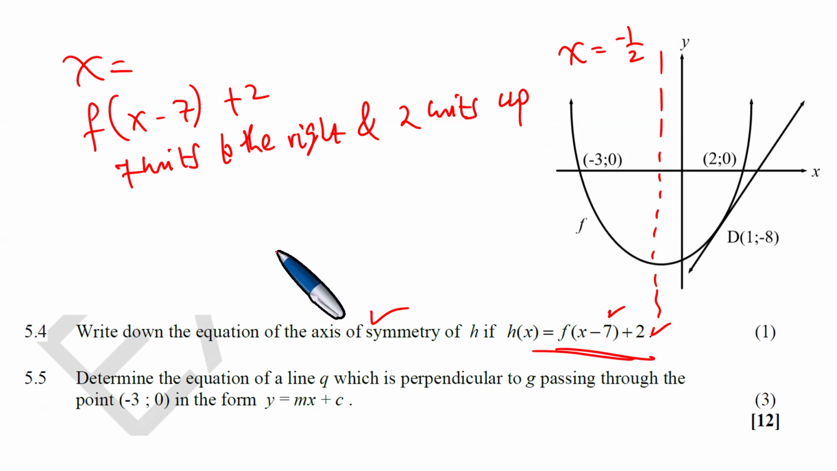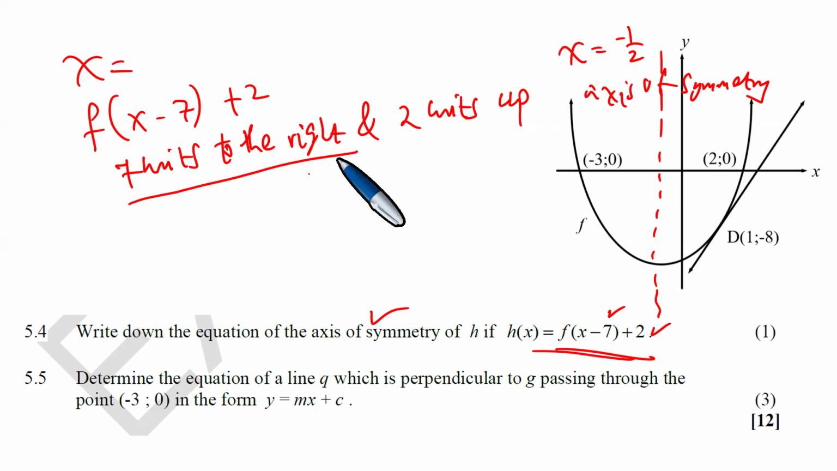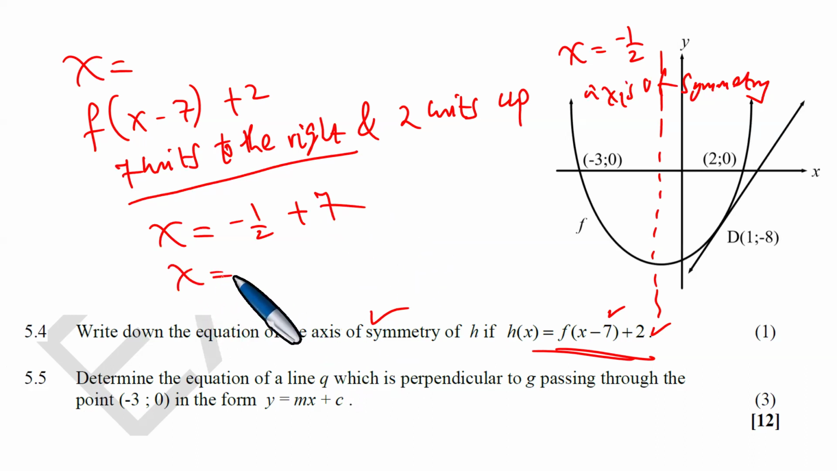Now, let's look at this. What does this mean in terms of this? If a graph has this x value as the axis of symmetry, what then do we achieve now? We're going to move this graph 7 units to the right. So if you move it 7 units to the right, there's something you need to take into account. x was minus 1/2 before, but you're going to add 7 to it. And if you add 7 to it, it's 6 and 1/2.